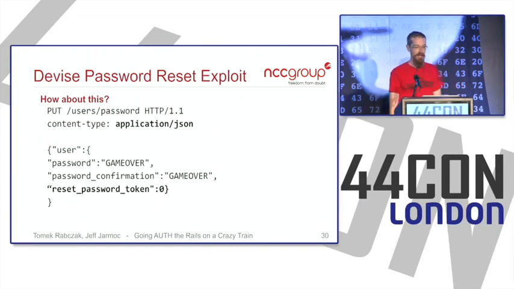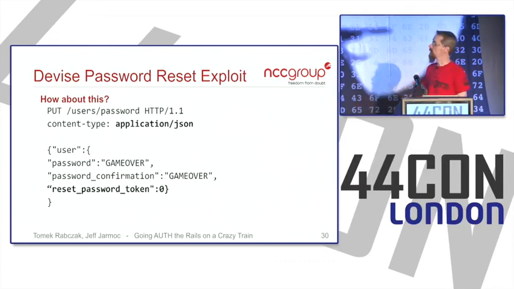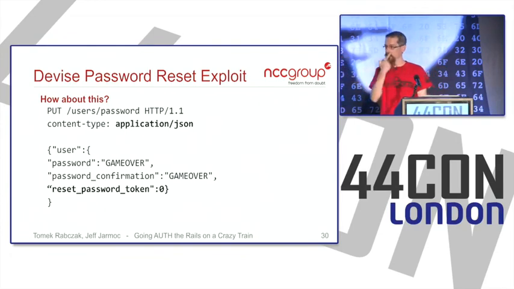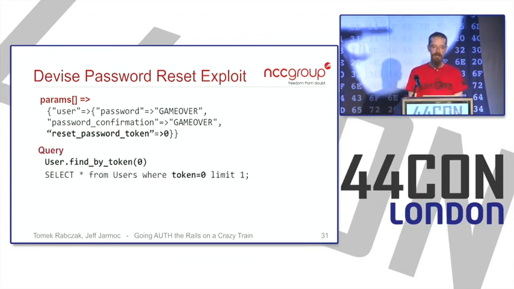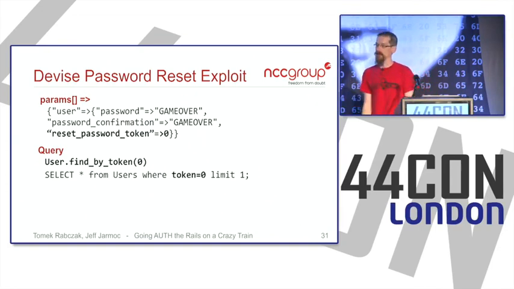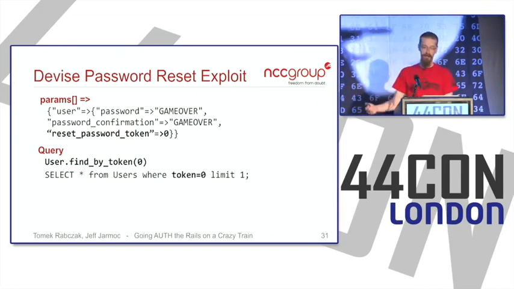So what happens when we do something like this? Now this is the JSON version. It's a little bit different, but similar. We're posting with an application/json content type. We've got user nested with password game over and password confirmation game over. And notice the reset token is 0, and that's not quoted, so that's going to be a JSON integer. So we end up with a params hash like this. Based on the pseudocode I showed a couple of slides ago, we get a query of user find by token with the actual integer 0, which ActiveRecord then uses to build a query that looks something like select star from users where token equals 0.